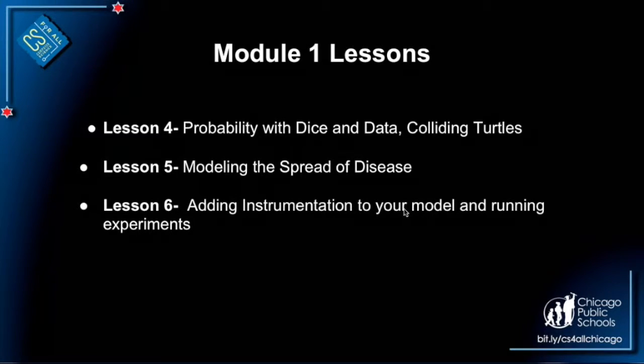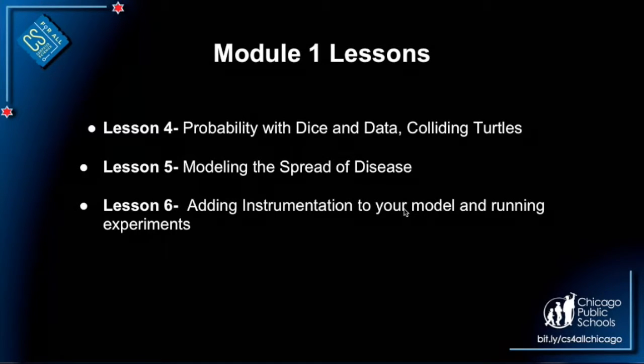So this is going to be where you have one agent that is sick and he will be making the rest of the population sick. Then once you get to Lesson 6, it will be adding instrumentation to your model and running experiments, which basically shows that you can add other variables to the situation.